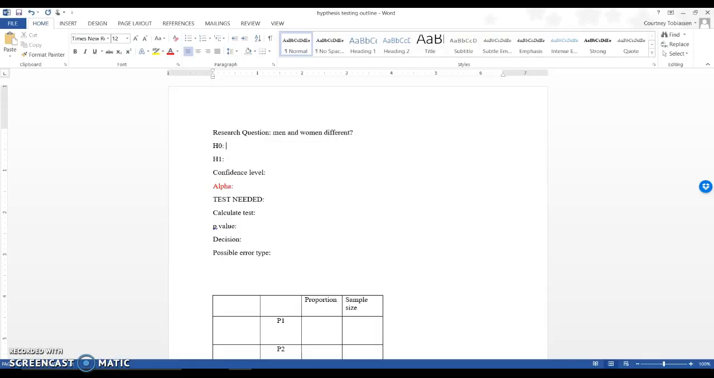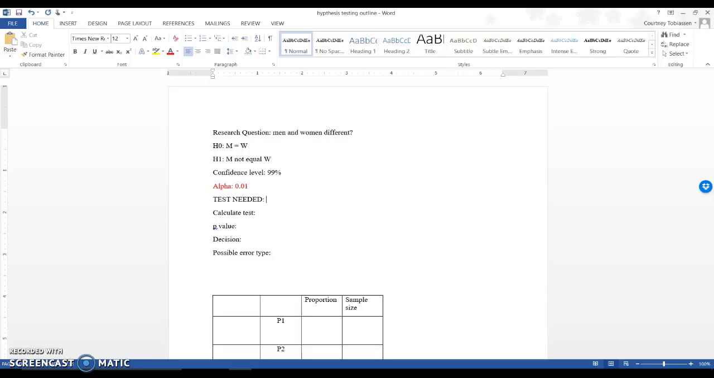So our null is that men is the same as women. And our alternative is that they are not equal. We are not curious if women are higher or men are higher. We just want to say, is it equally effective or is it not equally effective? It's medical, so we are a little bit more high stakes. We want to use a higher confidence level and allow for less error, only 1%.